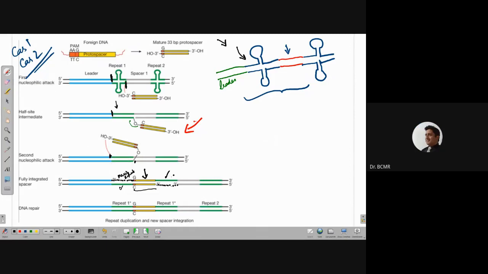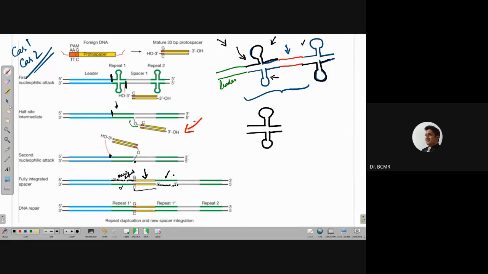Okay, what I was trying to say here in this picture is that one part of it is newly made, and the other one is an old one, and here is another old one, and this is the new one. So basically, one hairpin loop was something like this, okay.